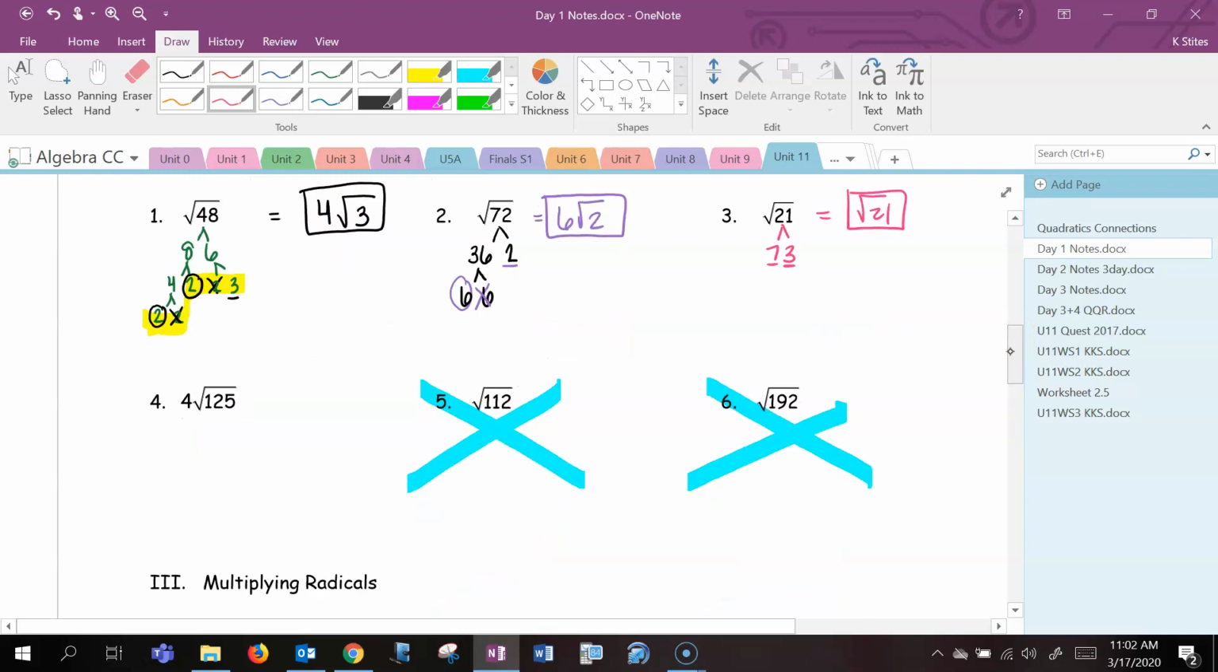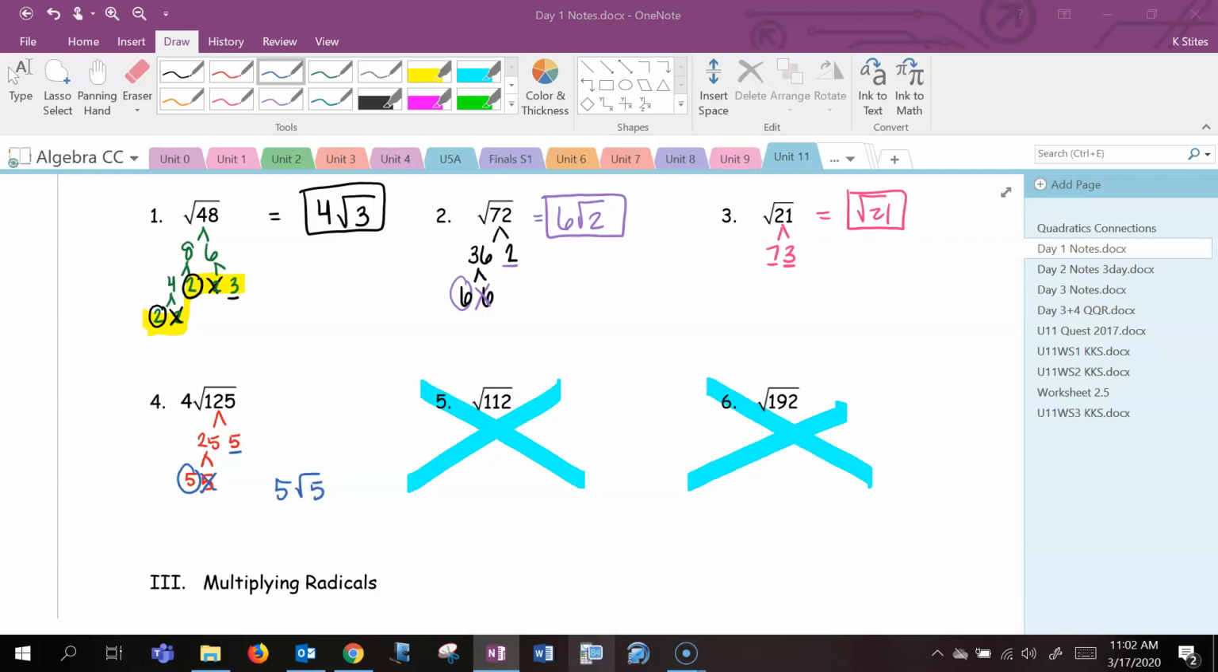All right, and then one more like this before we go on to the new stuff. So notice there's a number out front here. We are going to have to do something with that at the end, but for right now, we'll just go ahead and break down our tree here. So 125 is just 25 times 5, and then 25 is 5 times 5. So I have a pair of 5s, circle, cross out. This 5 doesn't have anybody, very sad. So that's a 5 root 5.